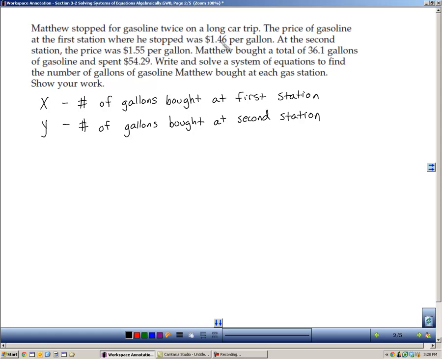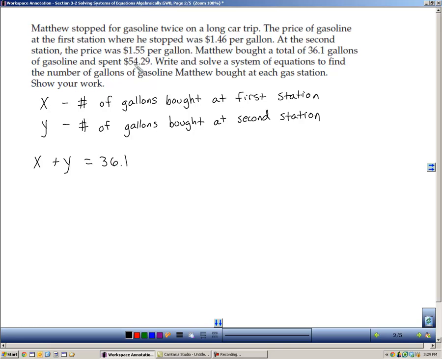Well, the price at the first station was $1.46. At the second station, it's $1.55. Now, he bought a total of 36.1 gallons. Now, a total means he took each one and added them up. So I think that makes up my first equation. X plus y equals 36.1, because the number of gallons at the first station plus the number at the second station equals the total gallons he bought.